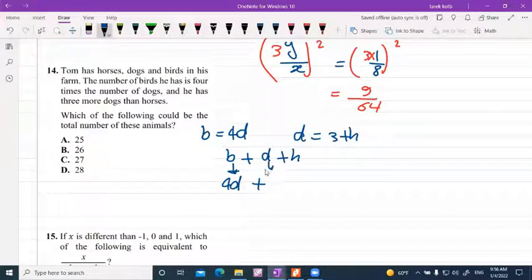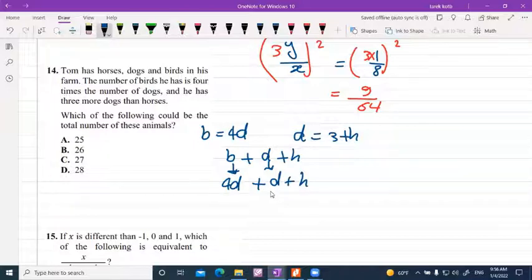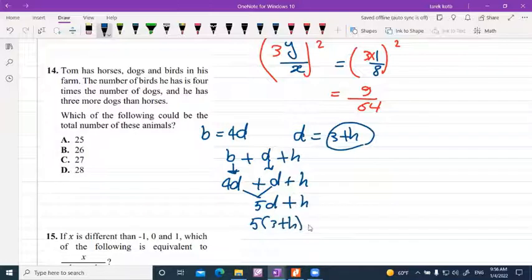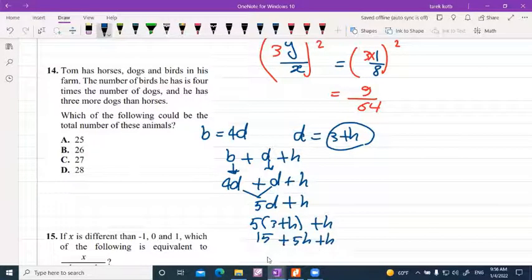The birds are 4 times the dogs, and keep the dogs as they are, D, and keep the horses. The 4 dogs and 1 dog equals 5 dogs, plus horses. You can replace the dogs by 3 more than the horses. It will be 5 times h plus 3, plus another h. This will be 5h plus 15 plus h, which is 15 plus 6h.